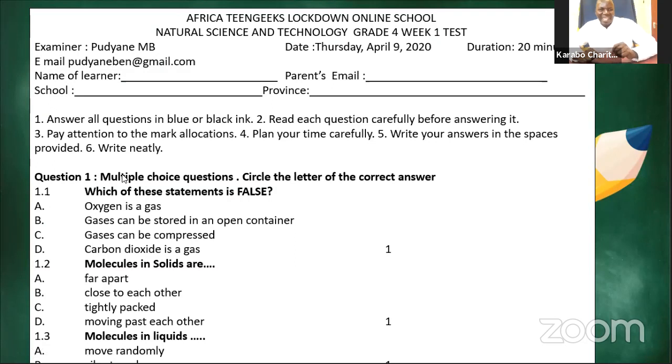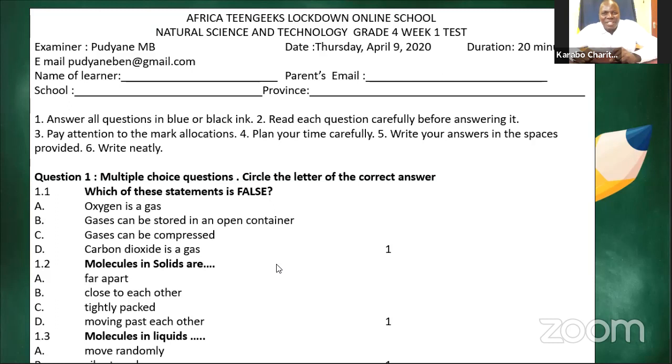Thank you very much. Question number 1.1. Who can answer question number 1.1? Jenna said B. Bunte say C. Dylan say B. Everybody say B. The correct answer is C. The correct answer is C. Now let's go to 1.2.